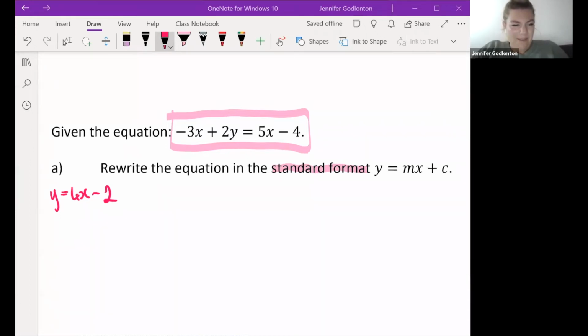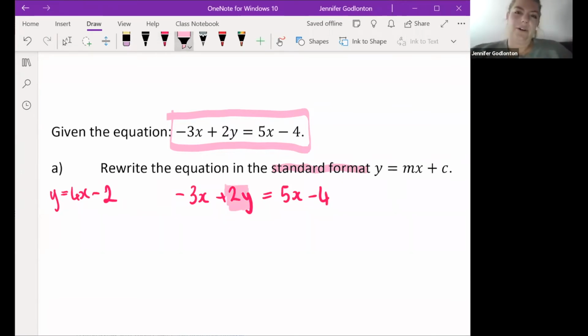Wow, everyone is voting on the same answer. Okay, let's have a look. So I think we're all in agreement here, but let's just quickly go through this one together. We've got negative 3x plus 2y equals 5x minus 4. So we are wanting this one to be alone on one side.